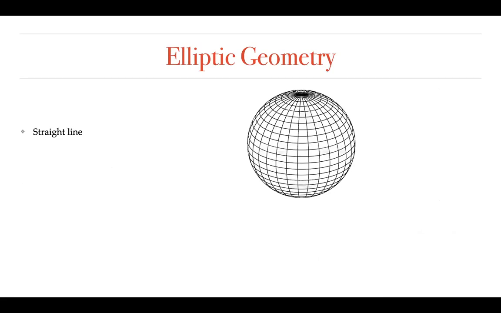Okay, so let's draw a straight line. One example of elliptic geometry would be the geometry that you would do on the surface of a sphere. So now let us draw a straight line. You fix two points here again, so let's say here and here, but now the straight line would be along the surface.